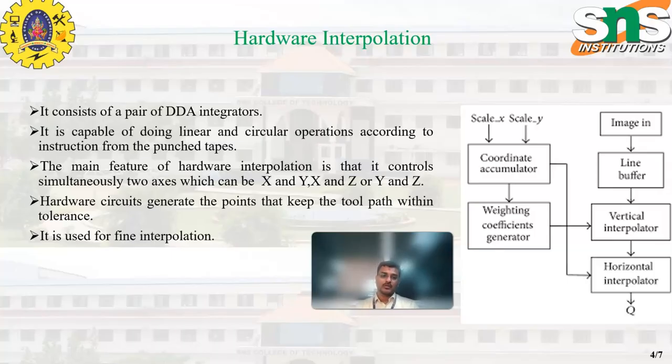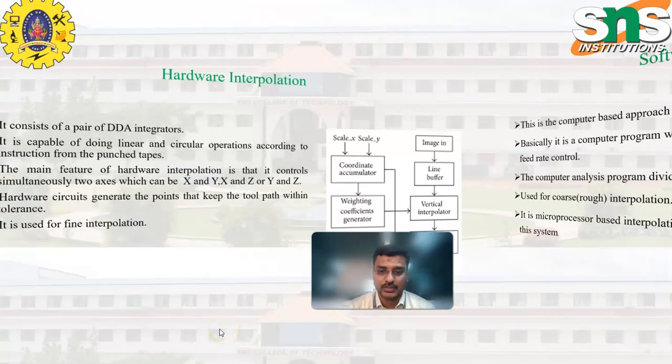The main feature of hardware interpolation is that it controls the simultaneous motion of two axes, xy, yz, and xz. The hardware circuit generates points that keep the tool path within the tolerance limit. This is a fine interpolation system used in CNC interpolation.